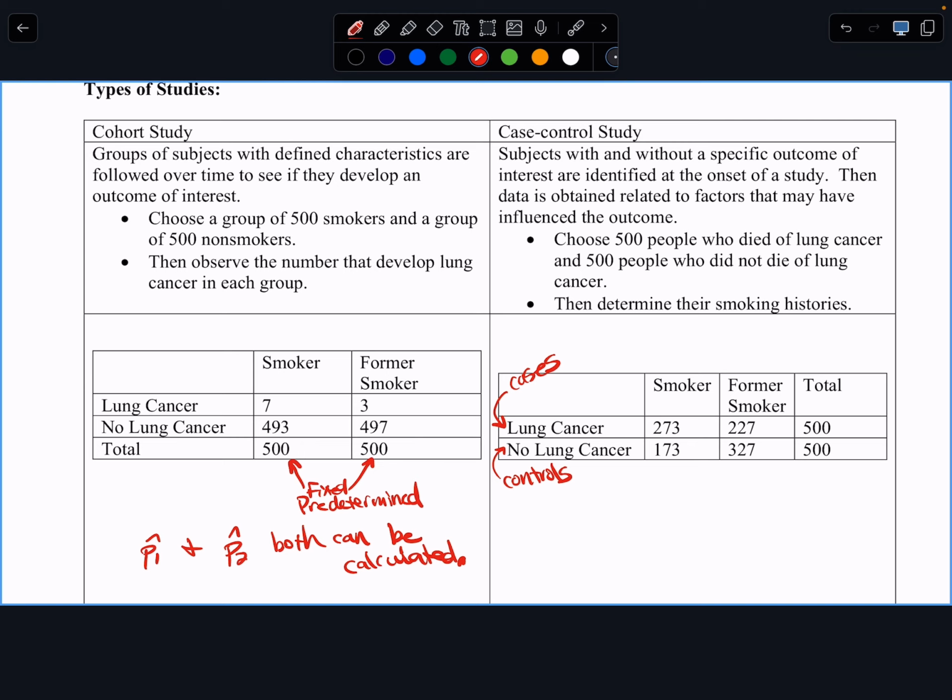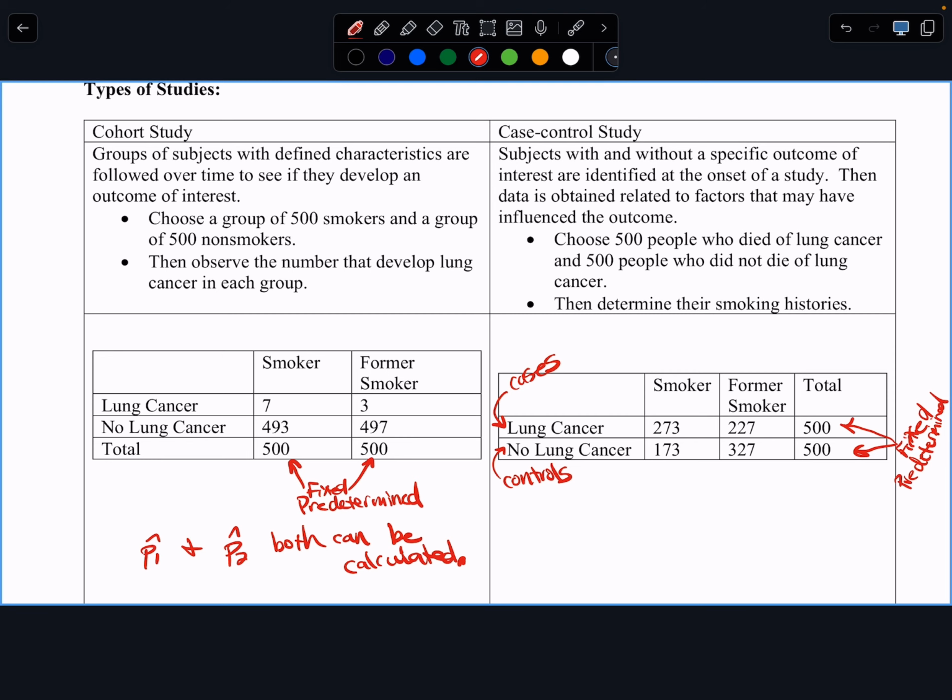So notice here, if I let my row variable be lung cancer and no lung cancer, and this be smoker and former smoker, my fixed totals are my row totals, right? So that 500 there and that 500, those values are fixed, predetermined at the beginning of our study, all right?